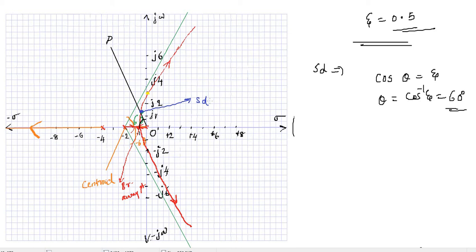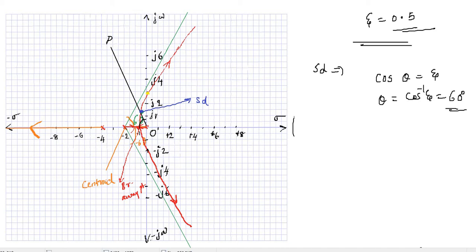So our dominant pole is found by marking the angle theta from the negative real axis and extending that line until it meets the root locus. Now, in order to find the open loop gain with respect to this dominant pole, we mark straight lines from the dominant pole to all open loop poles and open loop zeros. In this question we only have open loop poles.